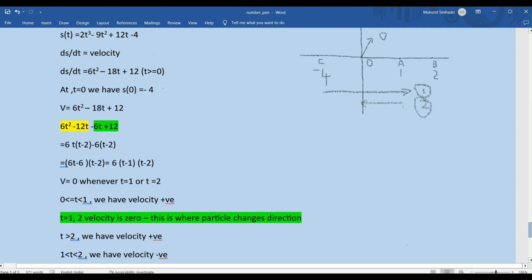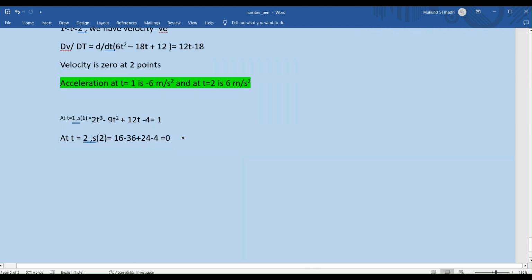Right? And then again we change direction, right? We've been asked to find where we are for the first 4 seconds, at the end of the first 4 seconds. So at t equals 4, what is the distance we have traveled?